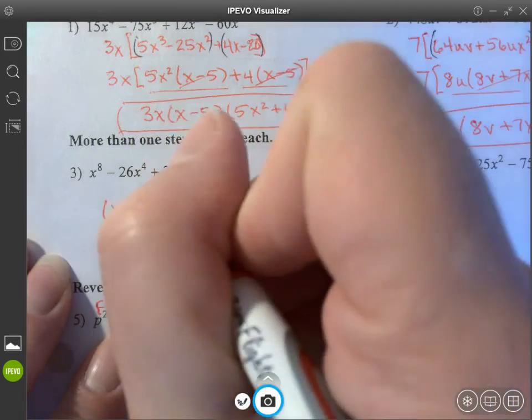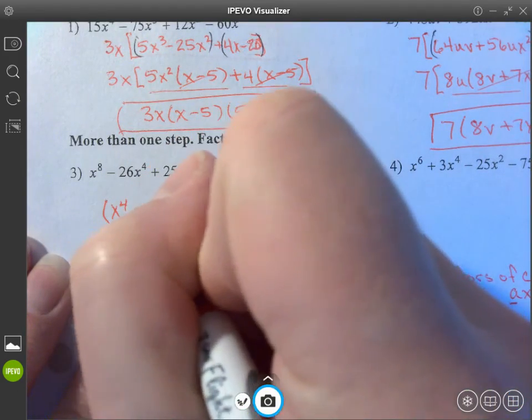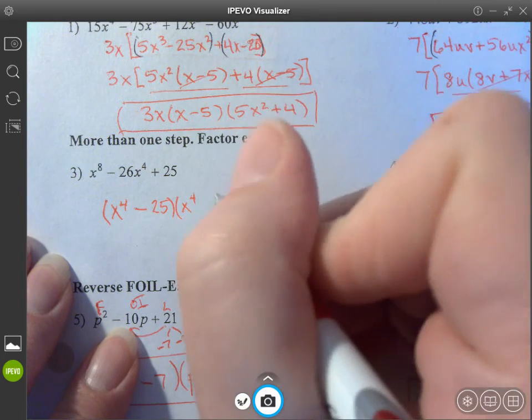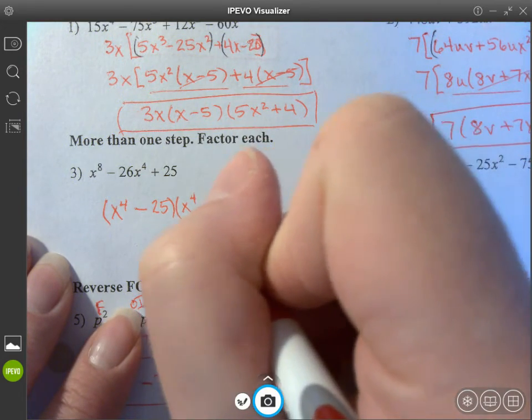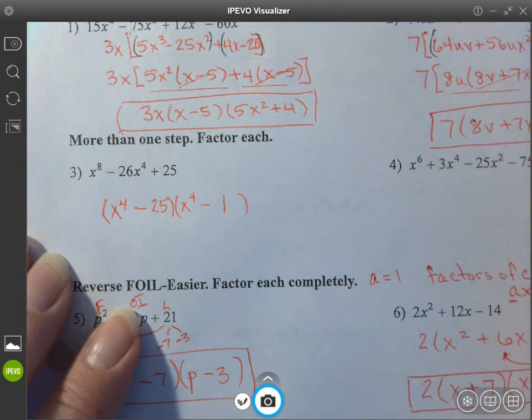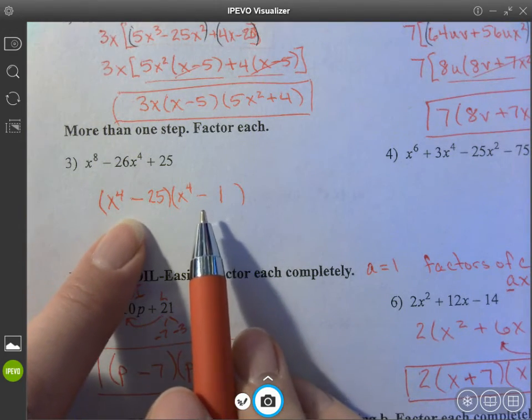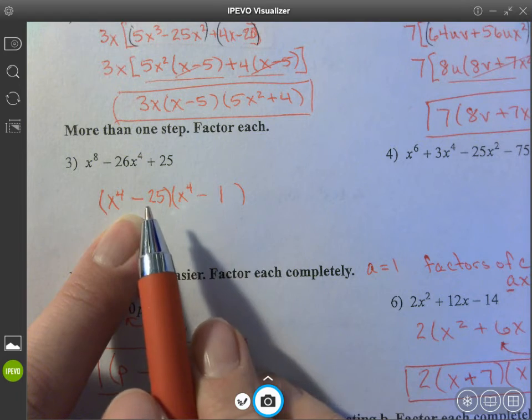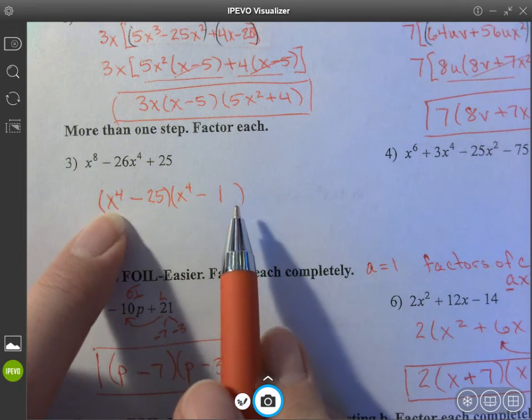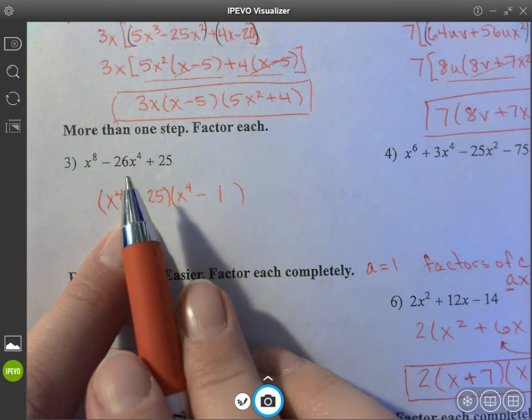There are factors of 25 that add up to negative 26. It's a negative 25 and a negative 1. I had to think about that for a second because I was messing up my signs. So this is how the original factoring goes. Negative 1 times negative 25 is 25. They add up to the negative 26x to the 4th.